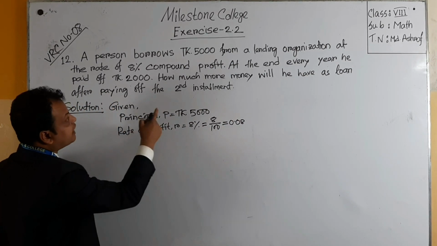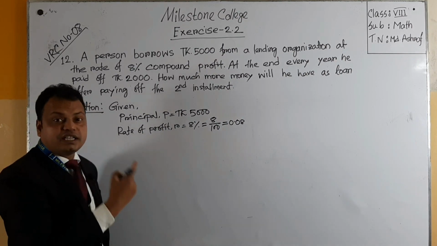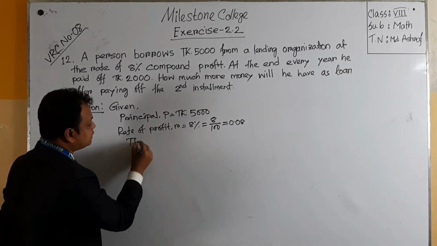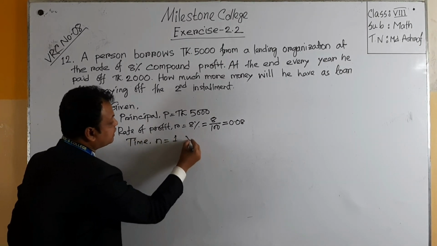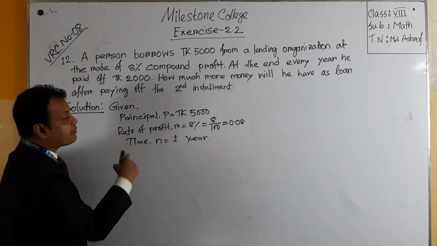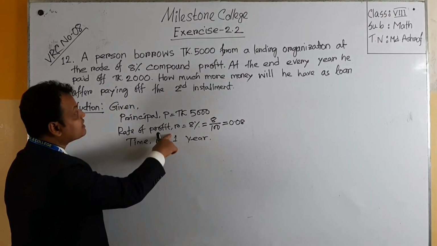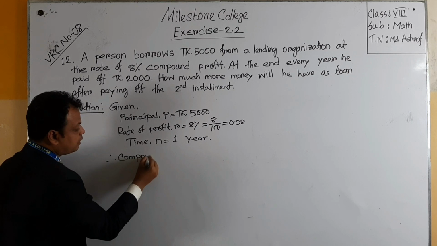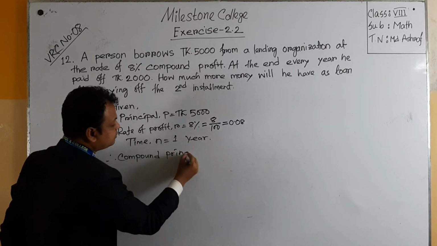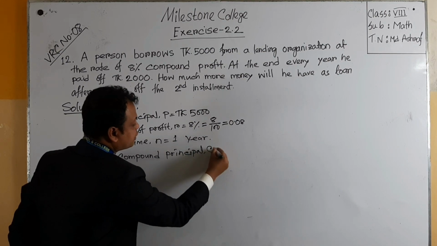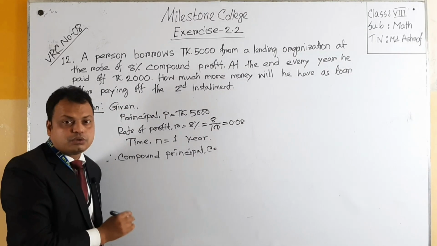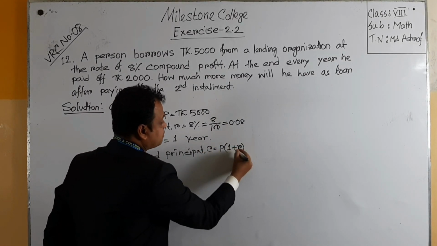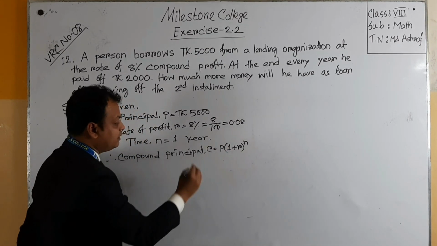And what will be the time? We have to find for 1 year, because the person will pay taka after 1 year. So the time, n, will be 1 year. Therefore we can find the compound principal because the profit is compound profit. So we will find the compound principal, C. How do we know? Formula: C equals P into (1 plus R) power N. Now put the values of P, R and N.